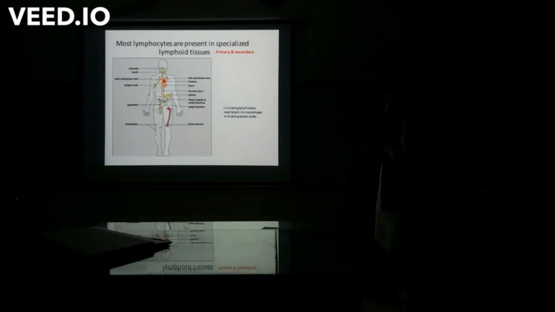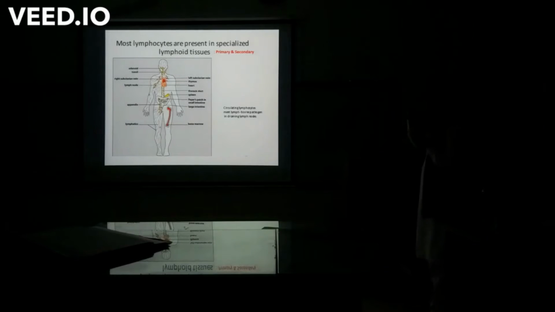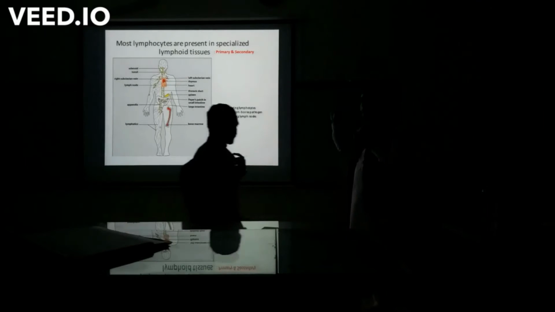People may ask you where you can find the lymphocytes. If somebody asks you, most people would just answer that most of the lymphocytes should be in the blood. But that is not the case. Most of the lymphocytes, the B cells and the T cells, the small cells coming out of the lymphoid progenitor cells, are found in specialized lymphoid tissues.